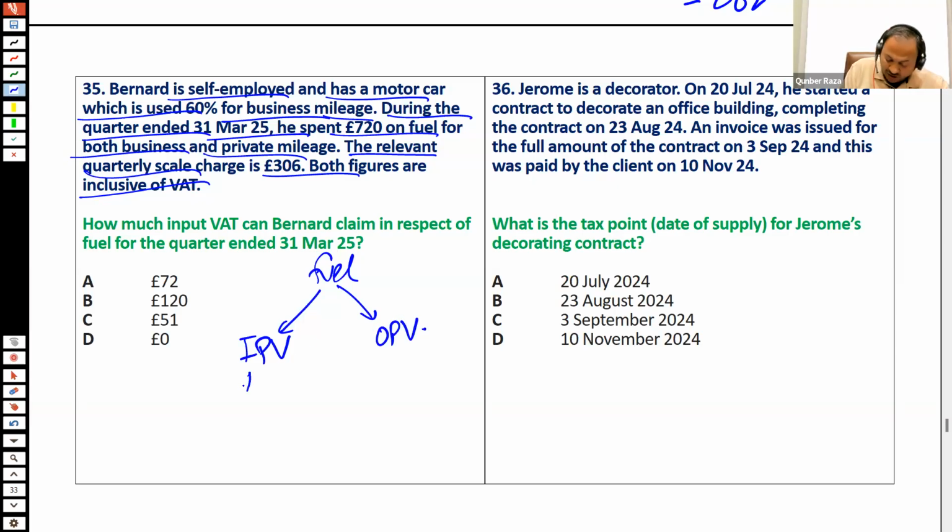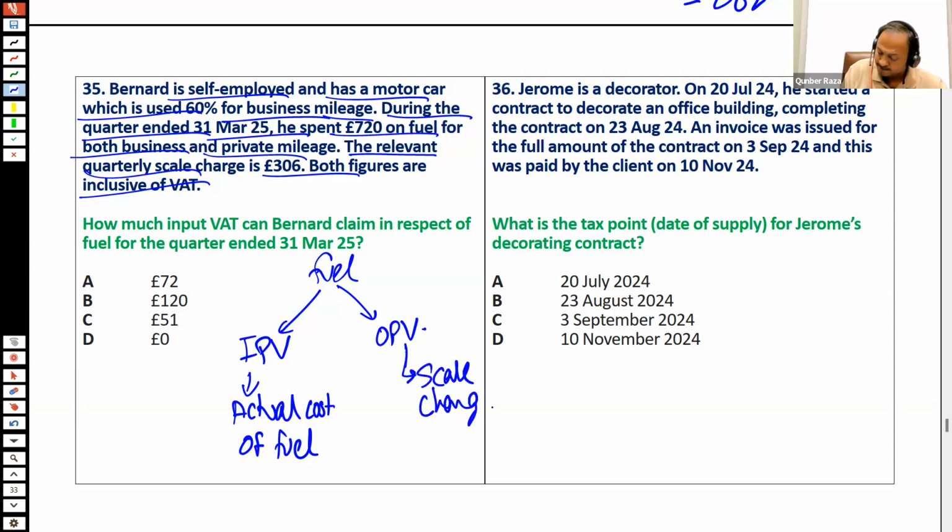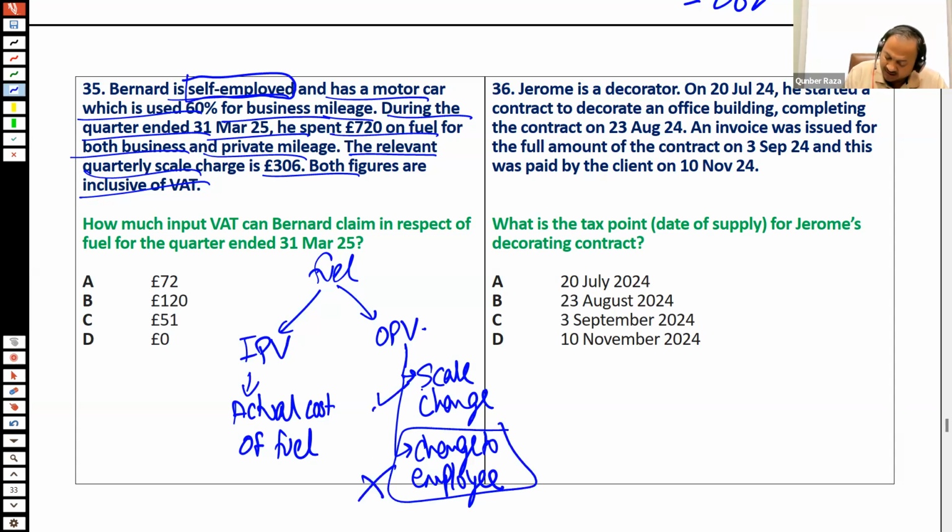recovered in full based on the actual cost of fuel. But output VAT must then be accounted for. To calculate output VAT, there were two approaches. One approach was called the scale charge, and the second approach was called charge to employee. Here, are we talking about an employee or a sole trader? We are talking about a sole trader. So here, the output would be on the basis of scale charge.